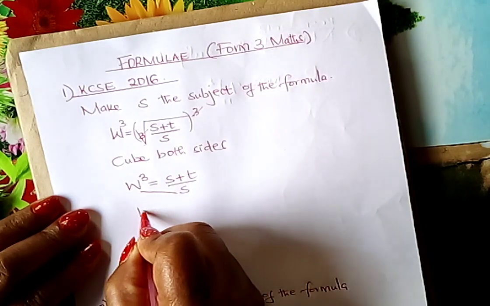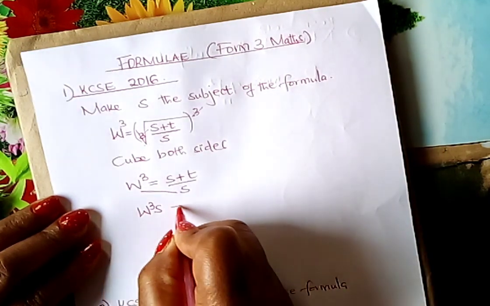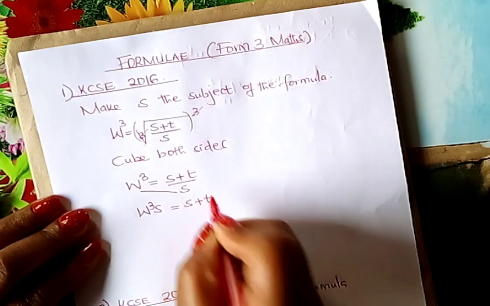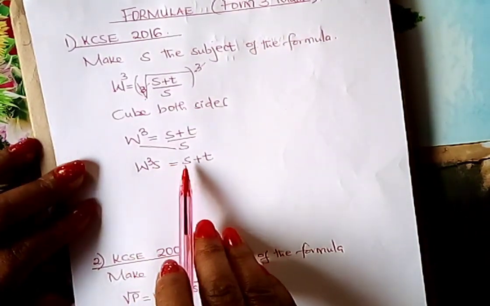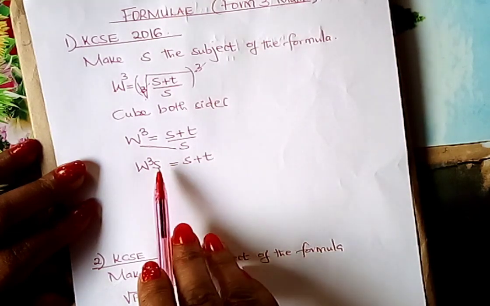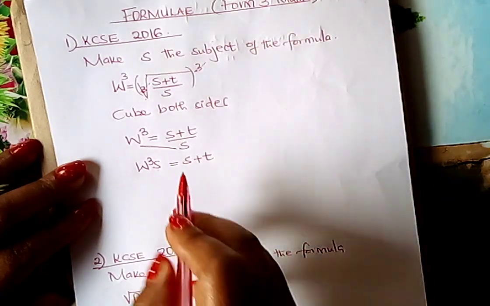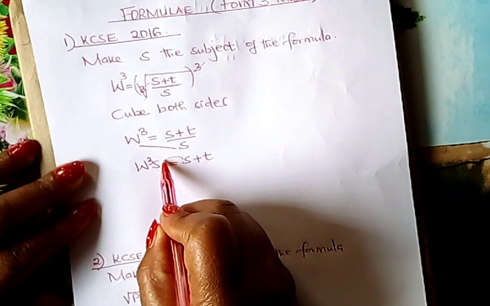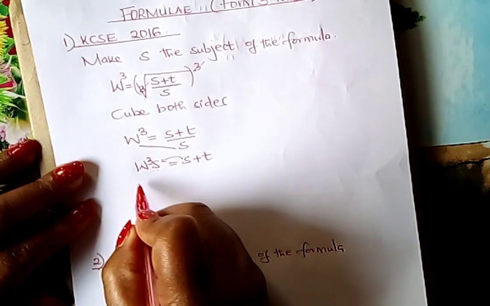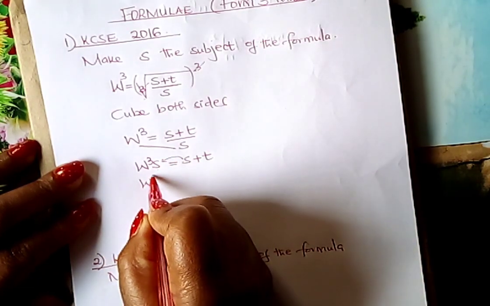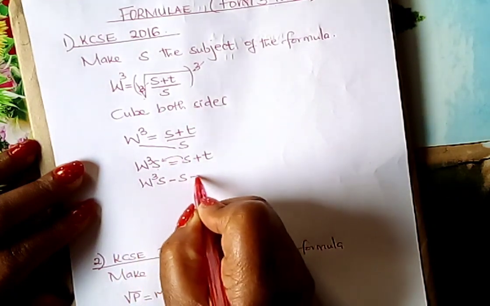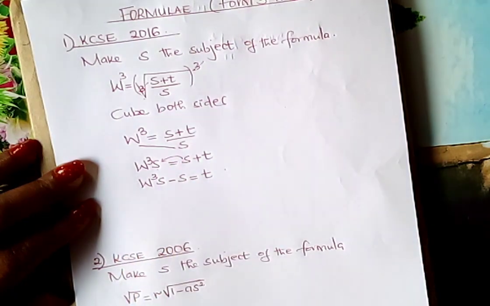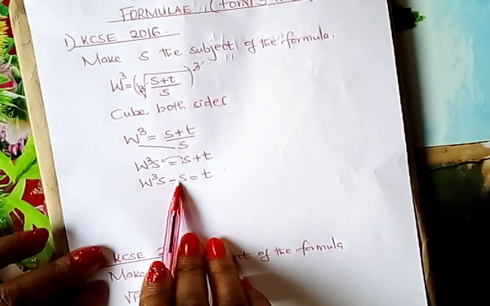So you get W cubed S is equals to S plus T. Remember, we want to make S the subject of the formula, and now we have it here and on this other side. So bring these terms with S's together. Bring S on this side, so you get W cubed S, this becomes minus S is equals to T. So we have the two terms here with S.